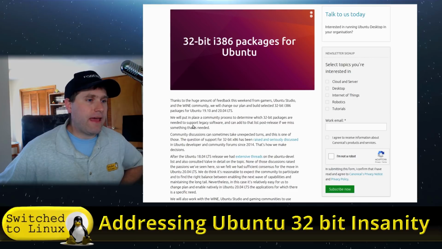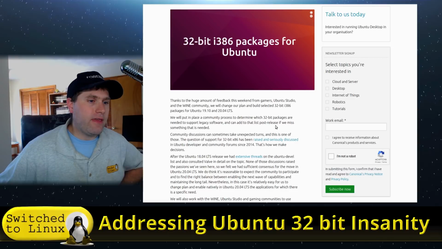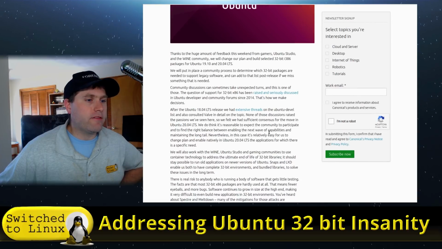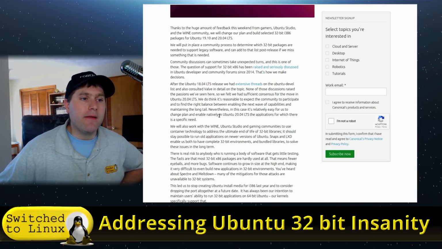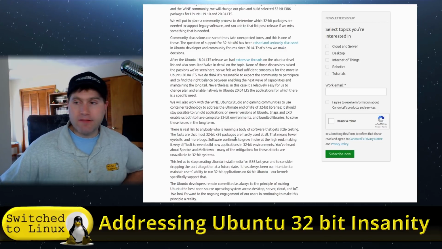But they went on and said, we will place a community process to determine which 32-bit packages are needed to support legacy software and how to add these to the list post-release if we miss something that is needed. So there are places that you can go and have some conversation. Of course, the 18.04 LTS crowd, no issues at this point in time, but it does seem that the 32-bit libraries are going to be safe. Now, it's not going to be everything.